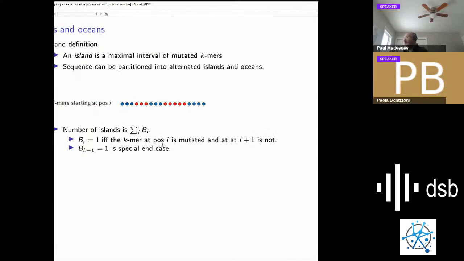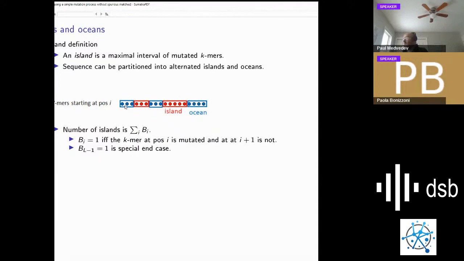Let's look at another random variable in this model, the number of islands and the number of oceans. So if you look at this sequence of kmers, then you can partition them into islands and into oceans, where an island is a maximal interval of mutated kmers, and an ocean is a maximal interval of non-mutated kmers. So how do we get a hypothesis test for the number of islands?